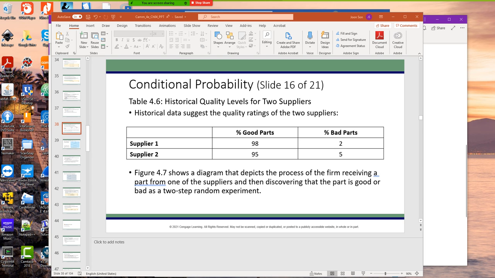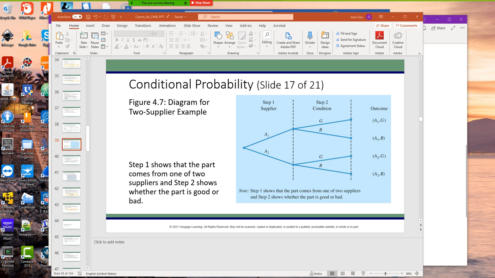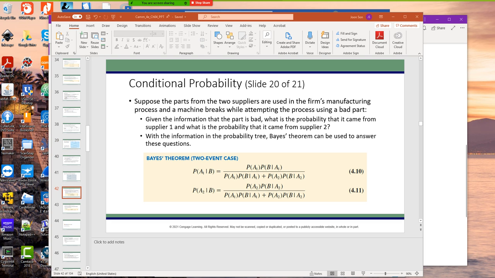So this is the last part of conditional probability. Let's take a look at this example. Basically, at the end, I want you to understand this tree. That's the goal, but it eventually leads to Bayes' theorem.